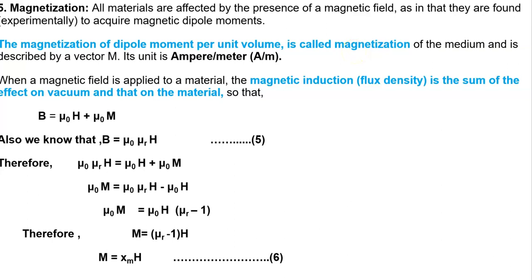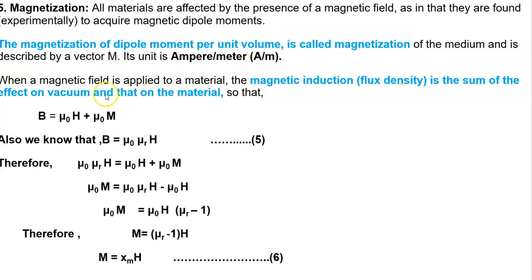So everything is the same. Electric dipole moment here, magnetic dipole moment there. Here there is polarization, there is magnetization. So formulas will also be the same, definitions will also be the same, and you only have to replace the word. Here, magnetic dipole moment per unit volume will be magnetization. There, electric dipole moment per unit volume will be polarization. Magnetization is described by M and polarization is described by P, and the unit is ampere per meter.